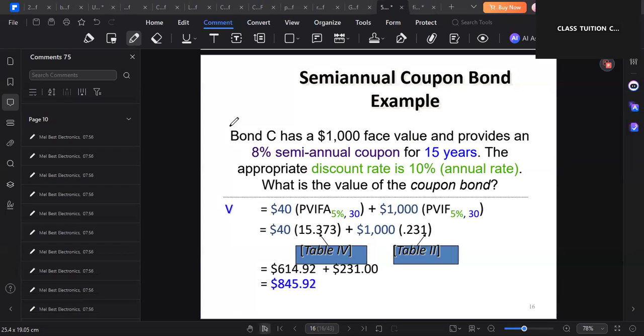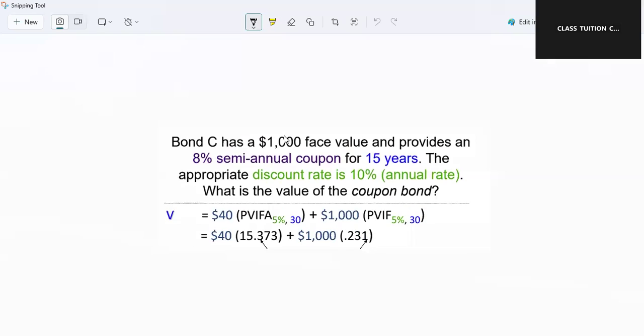So how do we answer this question? We have a coupon bond with a face value of 1,000 and time is 15 years and it's semi-annual. So what are we given here? This is our M. This is our what? Time, and we have two interest rates. This is our 8%, this is our small i. And what? This is our R or KD.